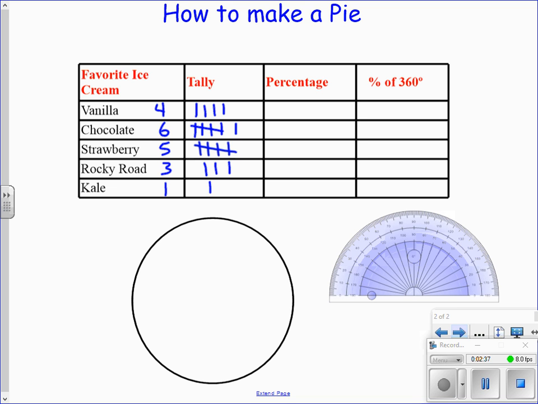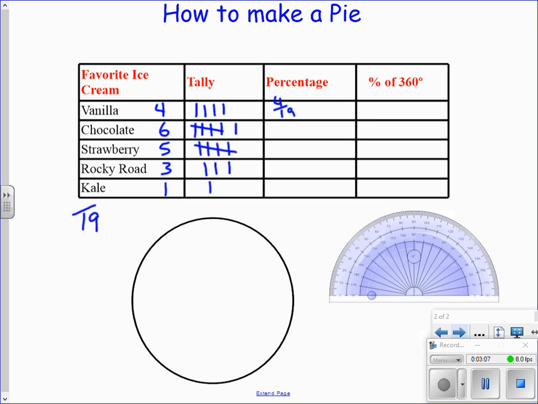We then need to calculate the percentage. The percentage of people who like vanilla. Before we can calculate the percentage, we need to know how many people in total were in the survey. So we have, looks like 4 and 6 is 10, plus 5 is 15, plus 3 is 18, plus 1 is 19 people in total. So to calculate the percentage of people that like vanilla, it's 4 out of 19.